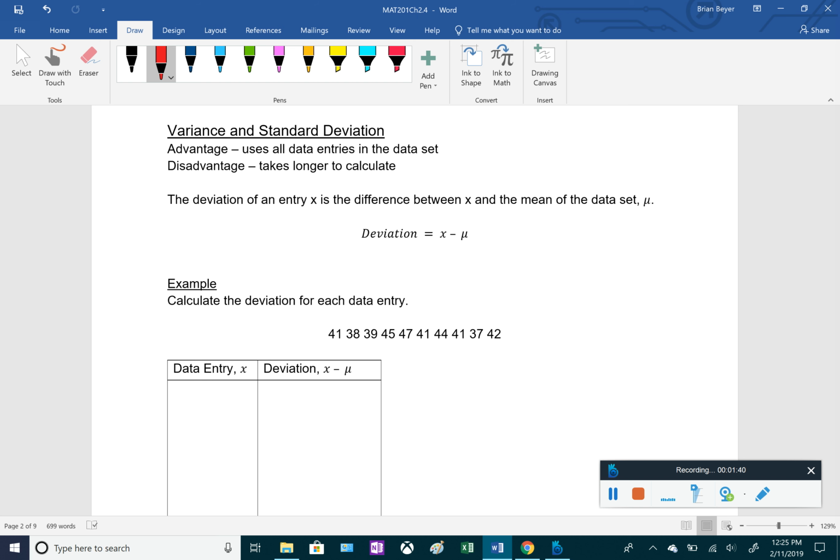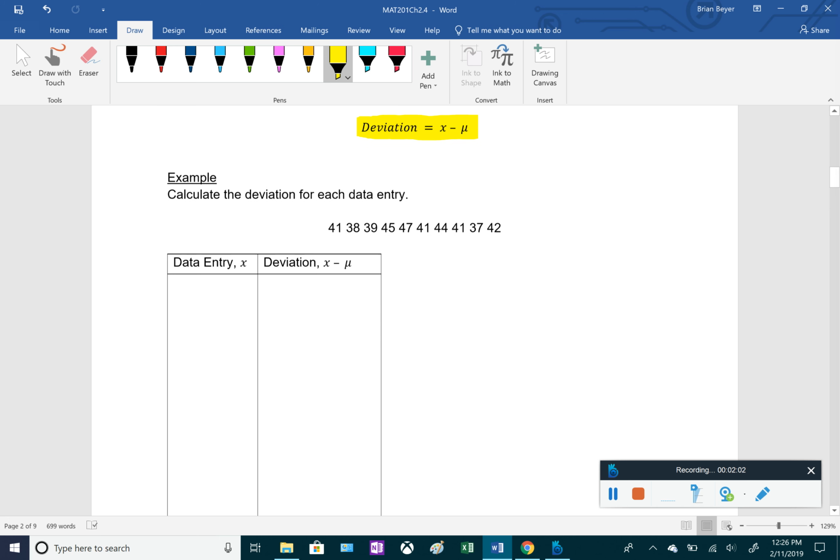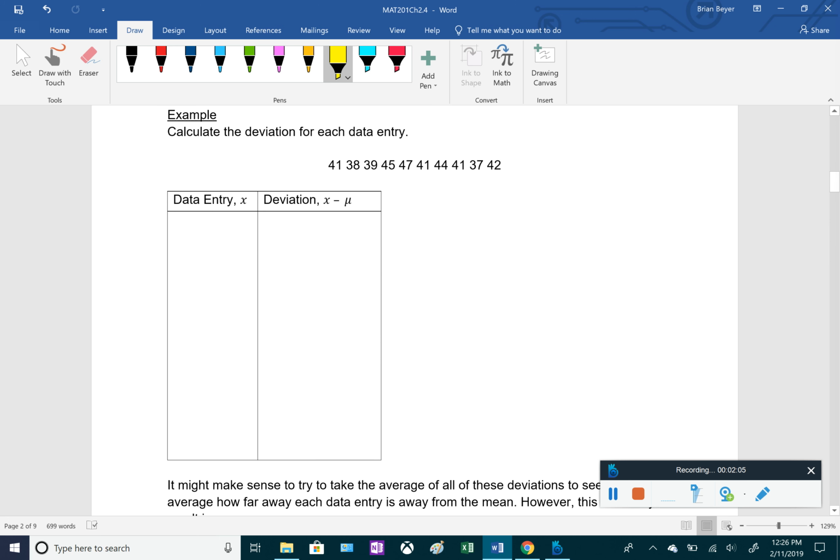Before we get into the formula for those, we have to define what a deviation is. A deviation for a data entry x is going to be the difference between x and the mean of the data set, mu. So the deviation is just the data entry minus the mean of the data set. Let's do an example using this data set. I just wrote all of the data entries from smallest to greatest on the left, and in the right column we're going to calculate the deviation.